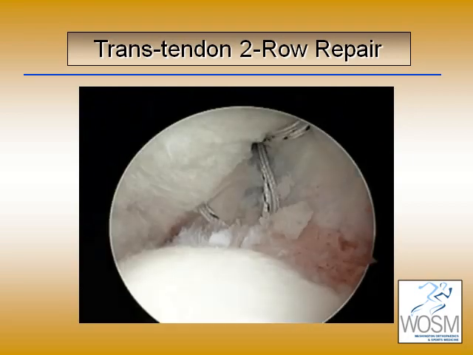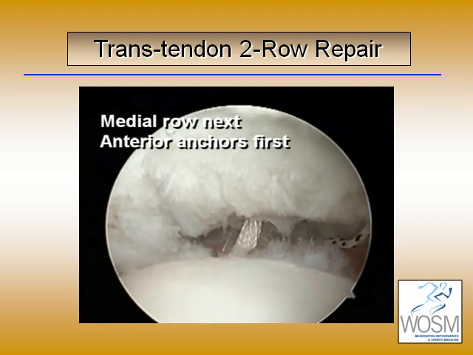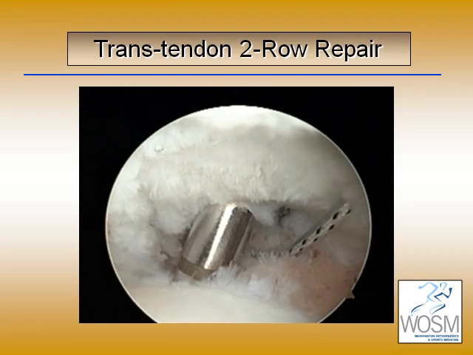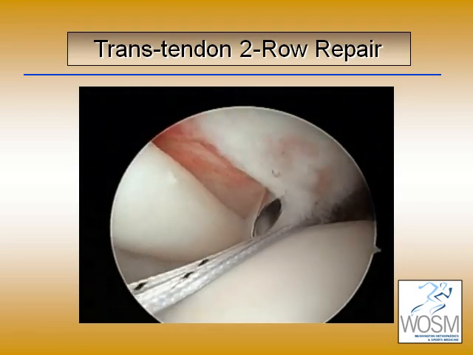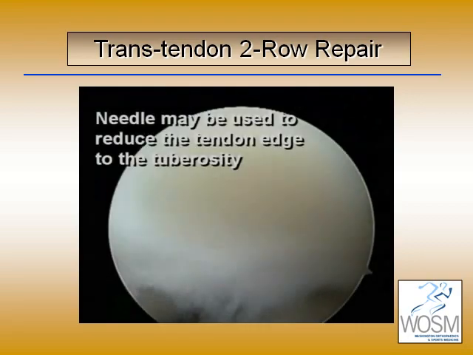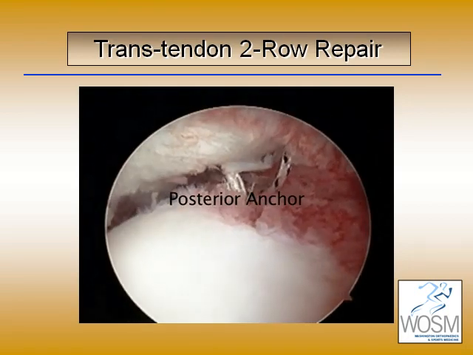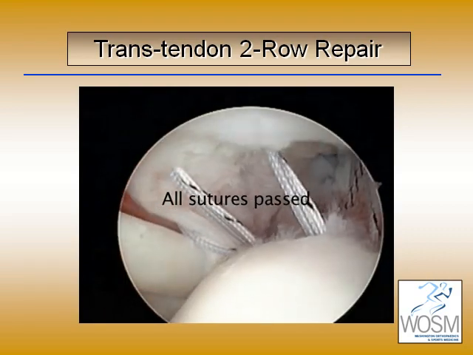and retrieve it using the suture shuttle. We'll then grasp the other limbs of the suture and pass this. Next, we're going to establish a medial row. This medial row anchor has sutures attached to it, and these again will be passed more medially through the torn edge of the cuff tendon. The needle can even be used to reduce the tendon's edge in the appropriate position.